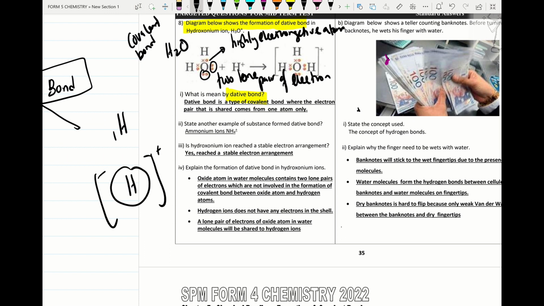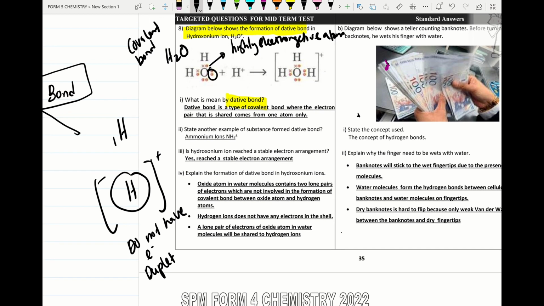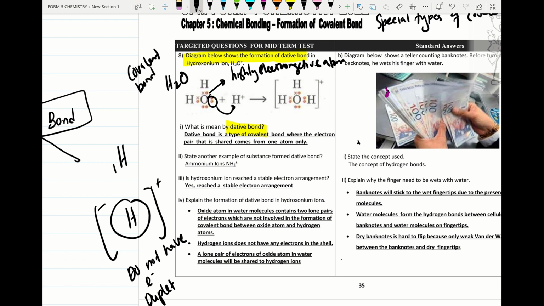The hydrogen atom has one valence electron, and when it forms a hydrogen ion, this hydrogen ion does not have any electron in the shell. It needs two electrons to achieve a stable duplet electron arrangement. Therefore, one of the lone pairs of the oxide atom from the water molecule will be shared to the hydrogen ion through the formation of dative bonding.